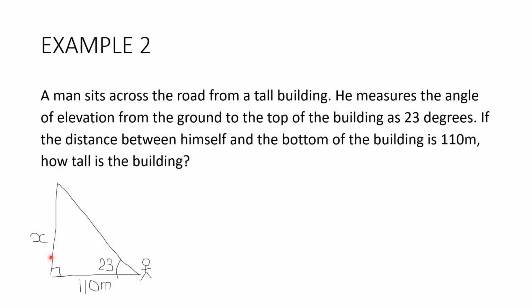So here we have a building of unknown height. We know the angle of elevation is 23 degrees, and the distance between the bottom of the building and the man is 110 meters. So we have opposite and adjacent. We have tan again. And it's not unusual in real life situations because we're not often working out the length of the hypotenuse. So don't be surprised if tan turns up. Multiply both sides by 110. X is equal to 110 tan 23. The building is 47 meters tall.